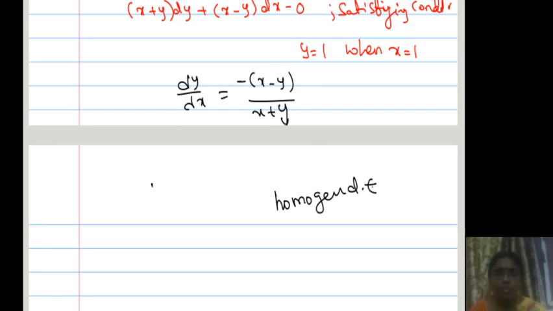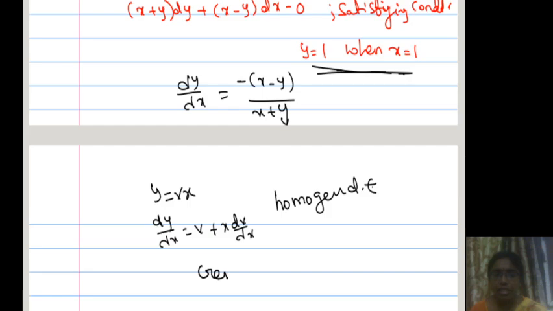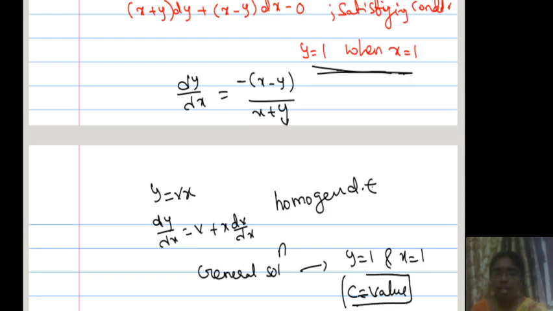So apply, for homogeneous, put y equal to vx. Substituting, dy by dx is equal to v plus x dv by dx. But what condition is given after finding the general solution? Substitute y equal to 1 and x equal to 1. After getting the general solution, substitute y equal to 1 and x equal to 1, and you will get the c value. After getting the arbitrary constant value, substitute it in the general solution again, then you will get the particular solution.